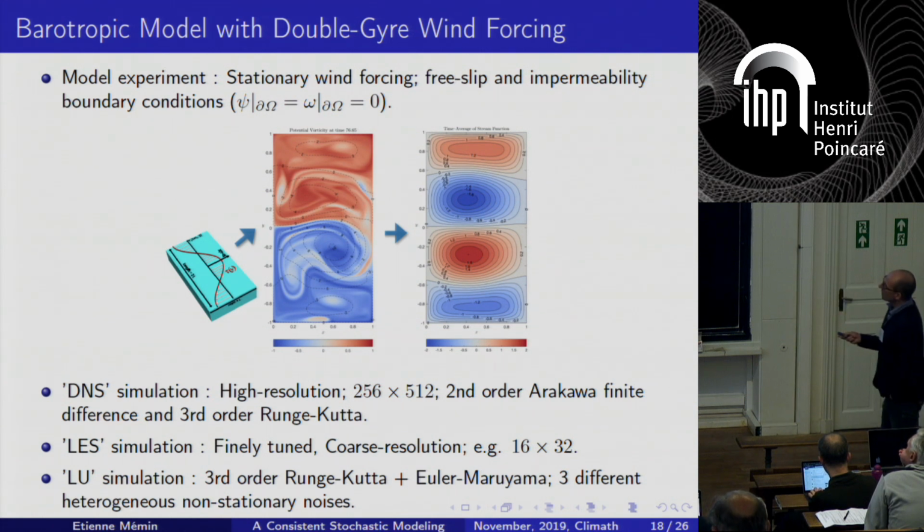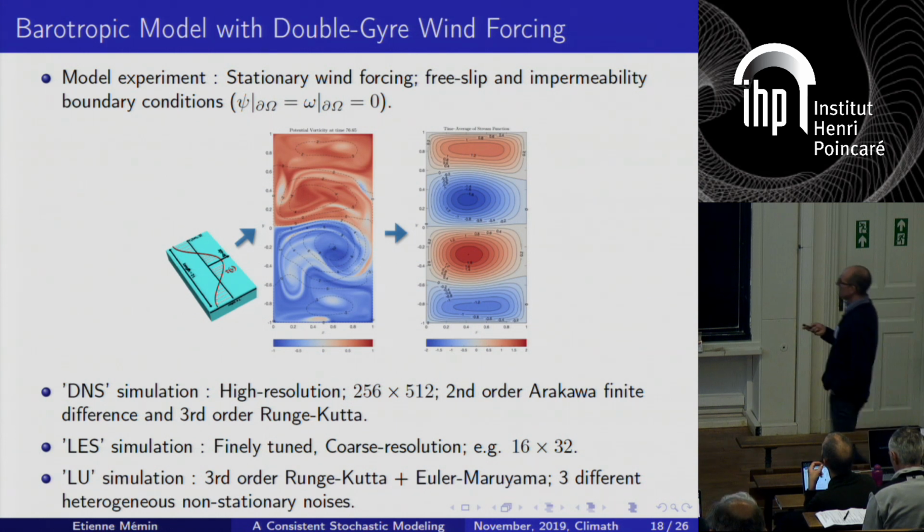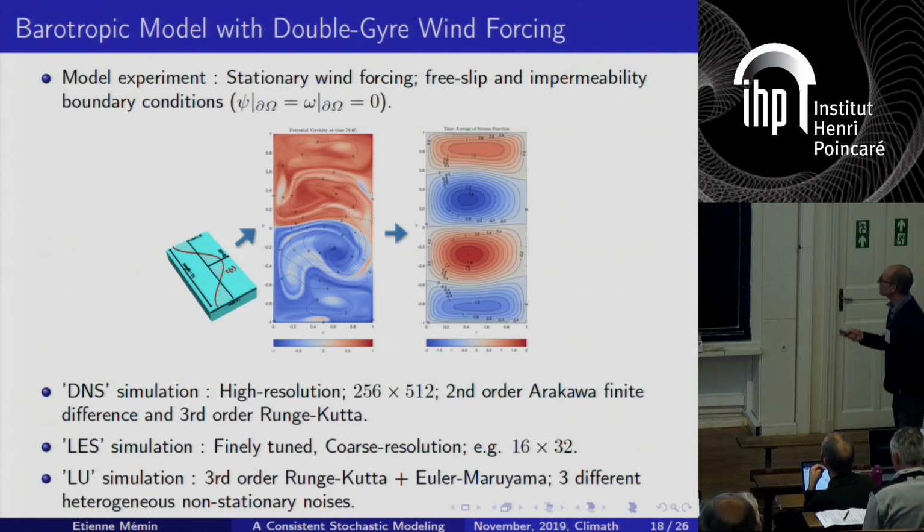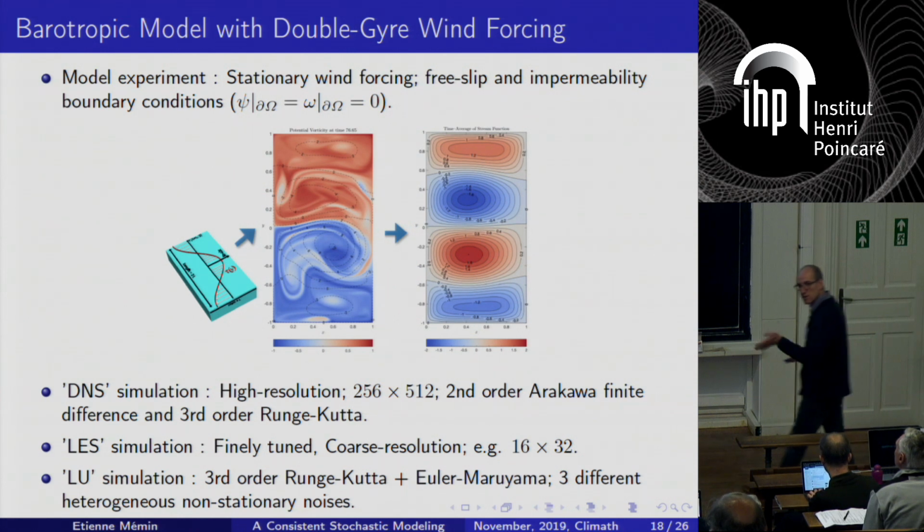So we will compare what we call a DNS simulation, which is 256 by 512 resolution, an LES simulation that has been finely tuned to get the best results, but this is on a very coarse grid, and the stochastic simulation with three different non-homogeneous noises, stationary and non-stationary. All the coarse models have the same subgrid diffusion term. So they have exactly the same coefficient as the LES simulation.